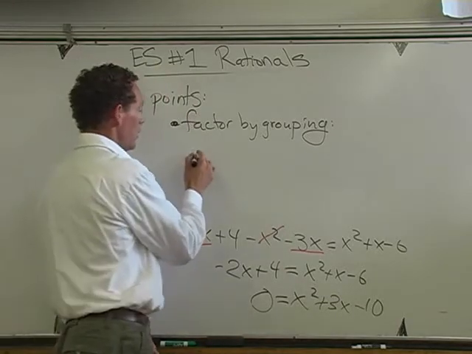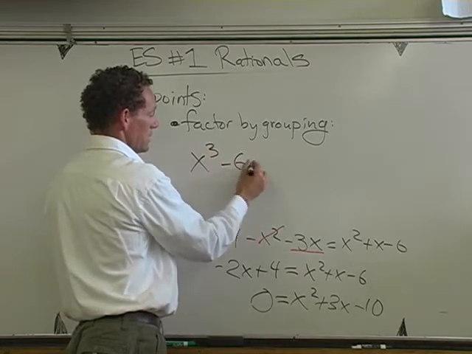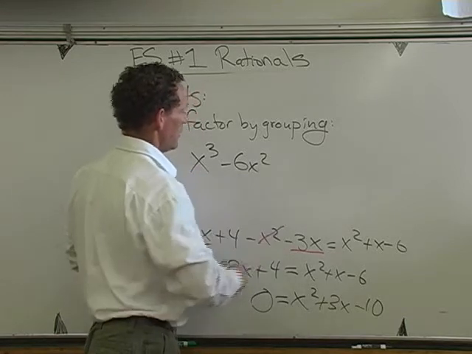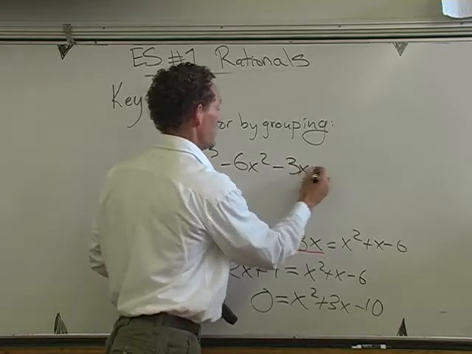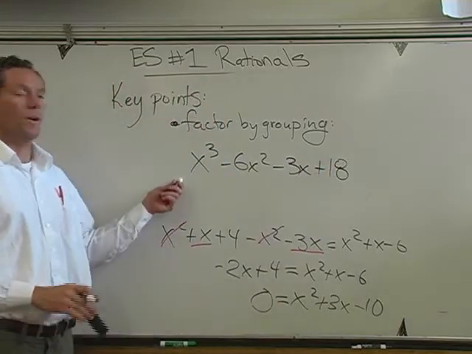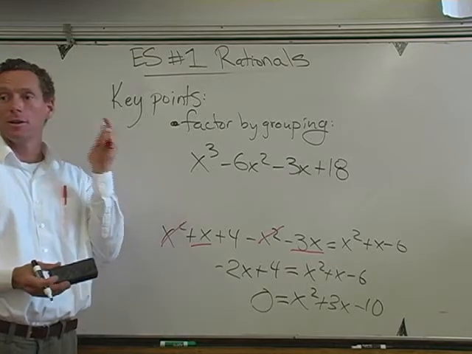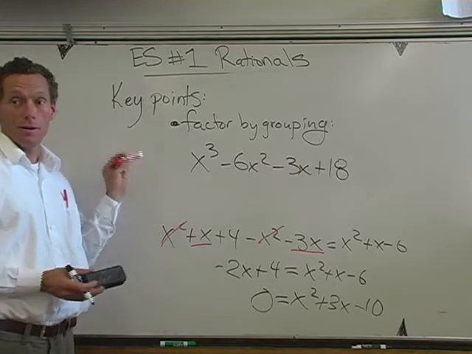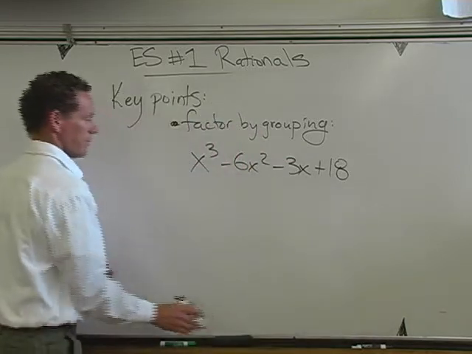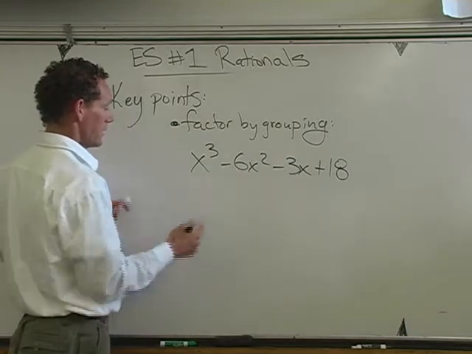Factor by grouping would be something like x cubed minus 6x squared minus 3x plus 18. Four terms, factor by grouping. Brianna, any idea? Combine the first two with the last two. Alright, so we're going to group these two together, and these two together.